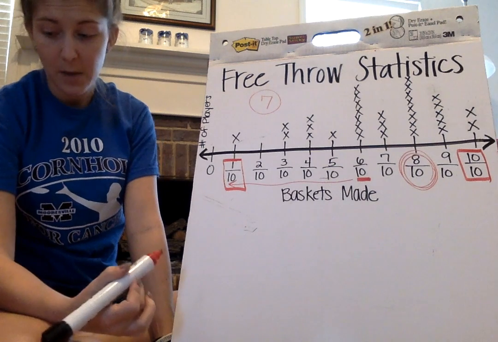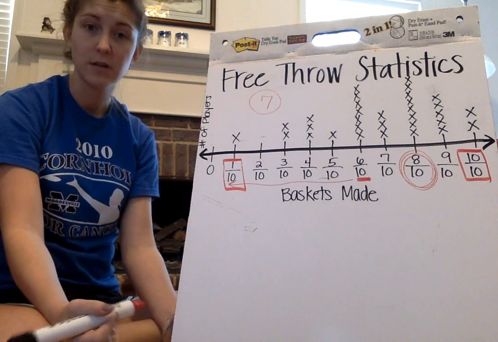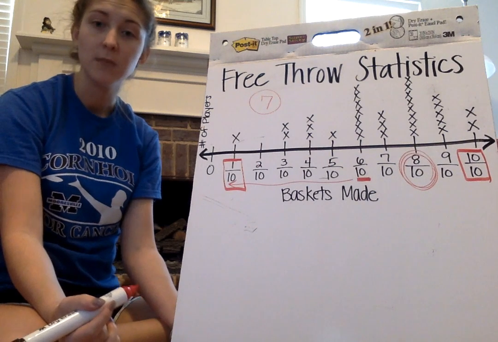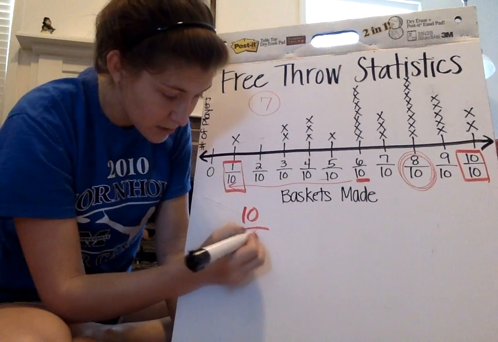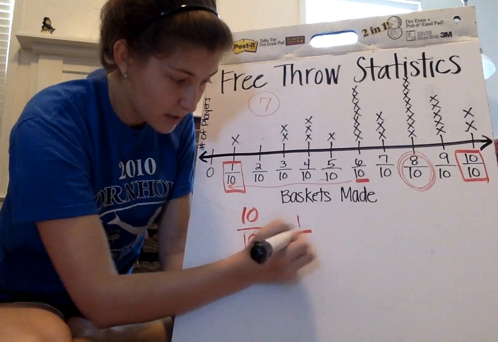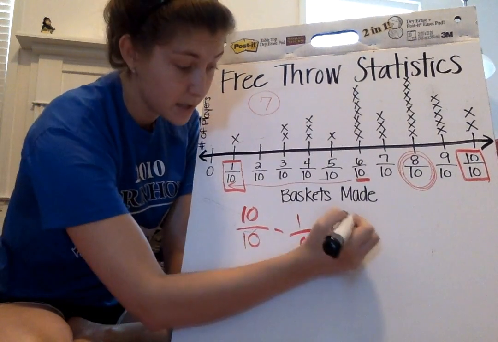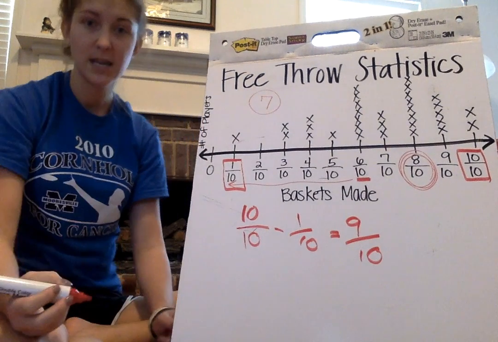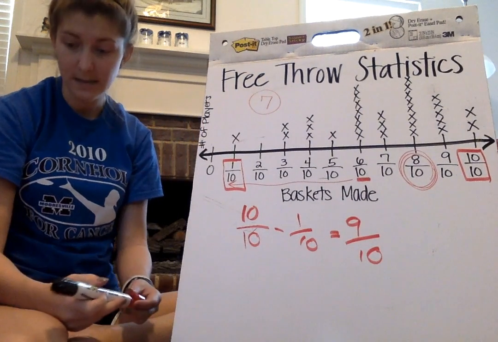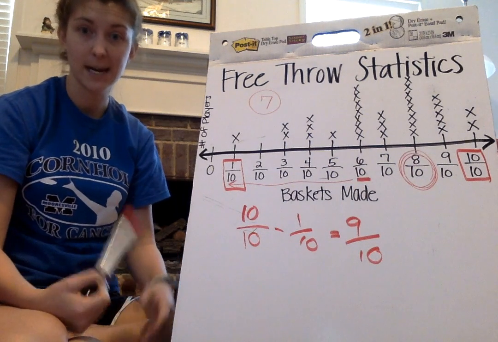So when I go back and look at this question, it's asking me for the difference. And by now you guys should know that the difference means subtraction. So I'm going to have to subtract these 2 fractions. So 10 over 10 minus 1/10. When I subtract my numerators, 10 minus 1 is 9, and then we have 10, so therefore 9/10 is the difference between the most number of free throws made and the least number of free throws made.